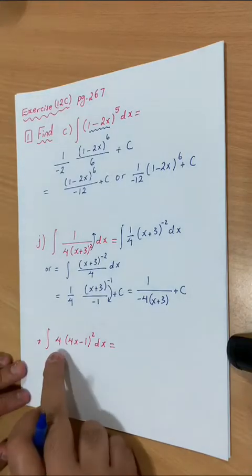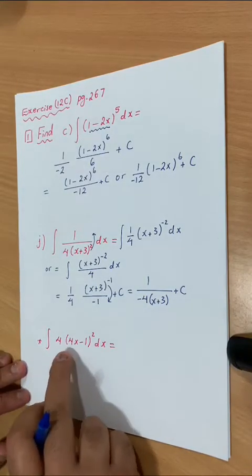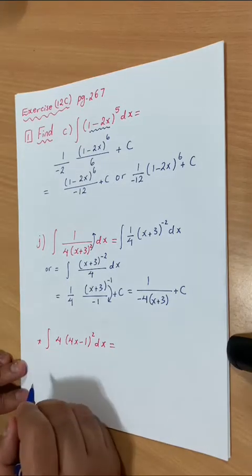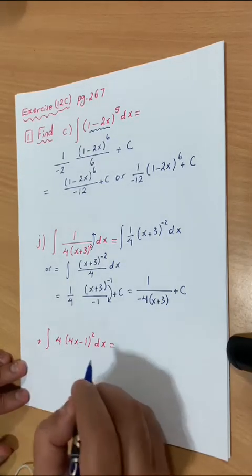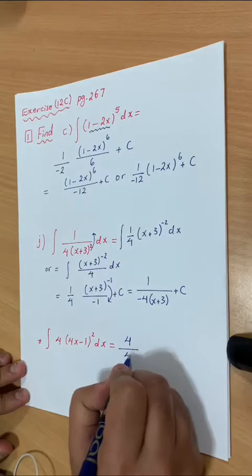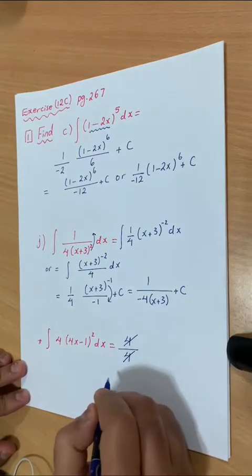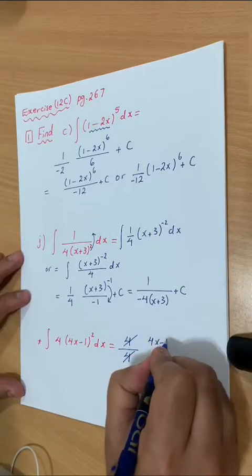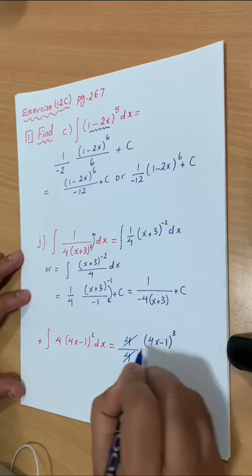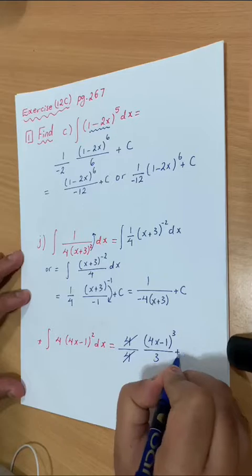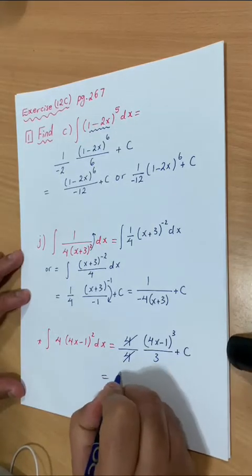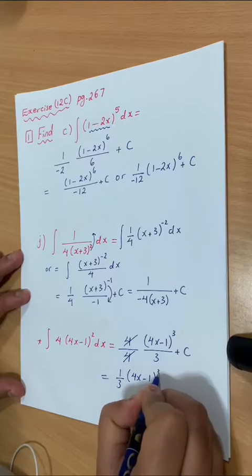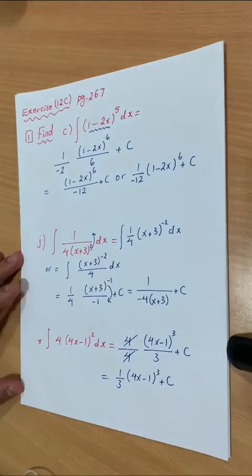Last question on the spot, 4 times (4x minus 1) to the power of 2. As you see, the derivative is given. The derivative of the expression is 4, so I'll write 4 over the derivative. Then they will cancel each other. Then you just have to add the power by 1: (4x minus 1) to the power of 3 over 3 plus c, which means the answer is 1 over 3 (4x minus 1) to the power of 3 plus c.